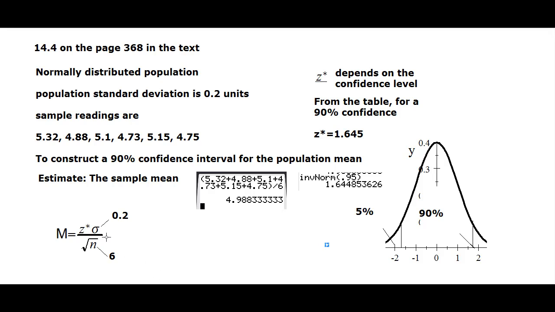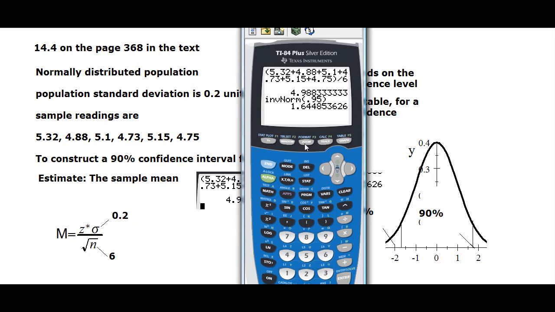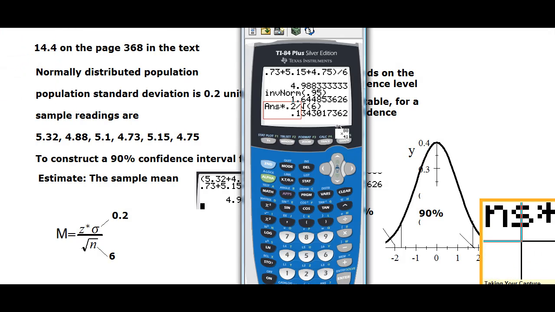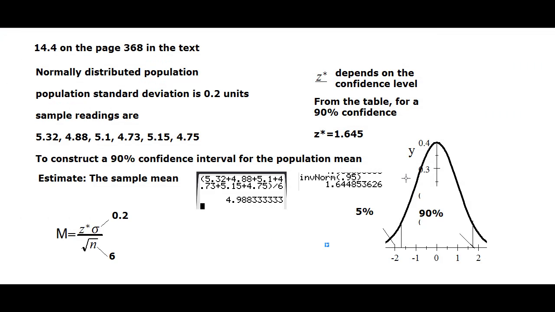So now we are set to compute the margin of error. Everybody clear? Okay, so let's compute the margin of error. How would we do that? Z star is right here, 1.645, right? And what will we multiply it with? 0.2, the value right here, divided by the square root of 6. And that comes out to be what? Etc. Do we have it right? I hope so. Okay, good.